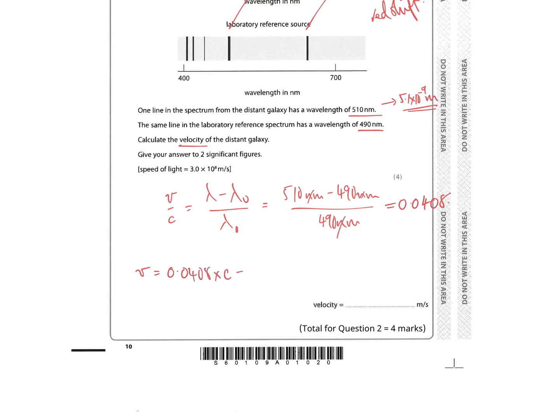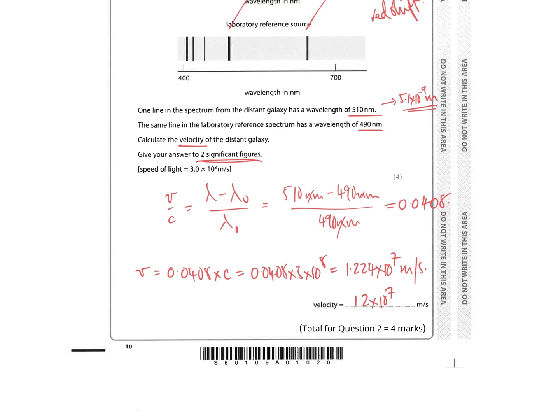And of course, the final step, the velocity, is going to be 0.0408 multiplied by the speed of light. That gives us 0.0408 times 3 times 10 to the 8, which is the speed of light. I'm just going to plug this into the calculator, and it comes out to be about 1.224, let's say, times 10 to the 7 meters per second. But it's asking for two significant figures, so that's 1.2 times 10 to the 7 meters per second.